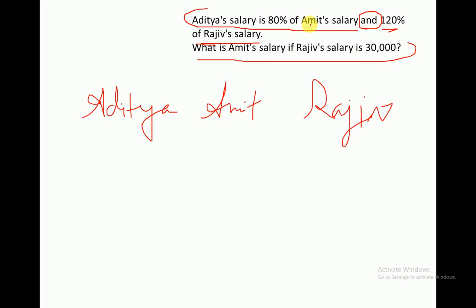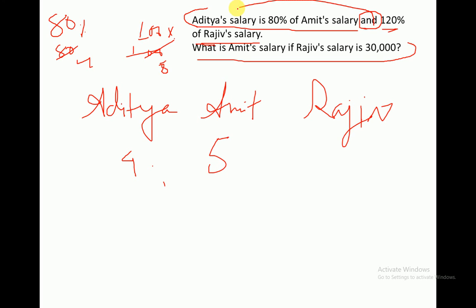Aditya's salary is 80% of Amit's salary. So if we take Amit's salary to be 100%, and Aditya's salary is 80%, the ratio would be 4:5, right? 4:5, because Aditya's salary is 80% of Amit's salary. Amit's salary is 100, so 80 and 100, and it would be 4 and 5 if we cancel by 20. So that's why it's 4 and 5, and this 4 is for Aditya.